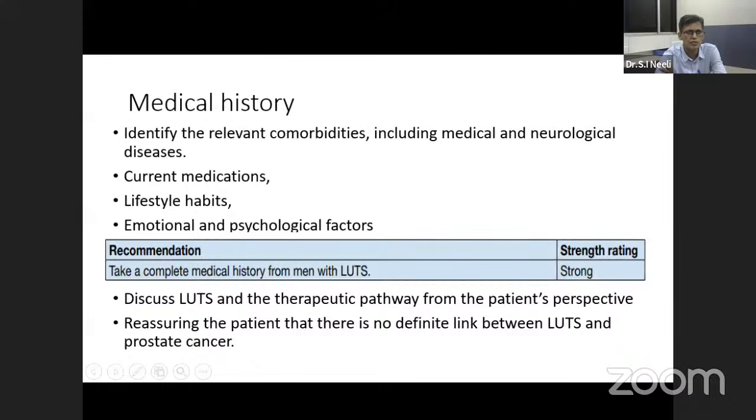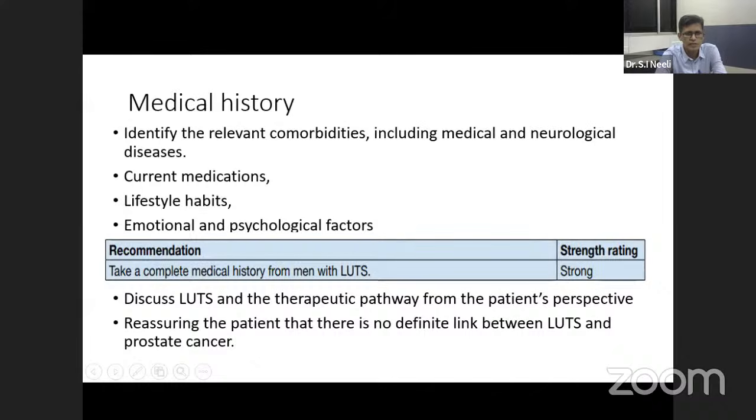Another important thing is to ensure the lifestyle habits, like excess drinking of water or binge drinking of fluids like beer or alcohol intake, or some patients may be habituated to drinking excess tea and coffee, which can give rise to diuresis as well as increase the urine output. So all these need to be documented. We need to also give importance to emotional and psychological factors, which may make the patient visit the washroom again and again and may be responsible for his lower tract symptoms. So a complete medical history of men is important in assessing the lower tract symptoms, and this is strongly recommended by the AUA guidelines.